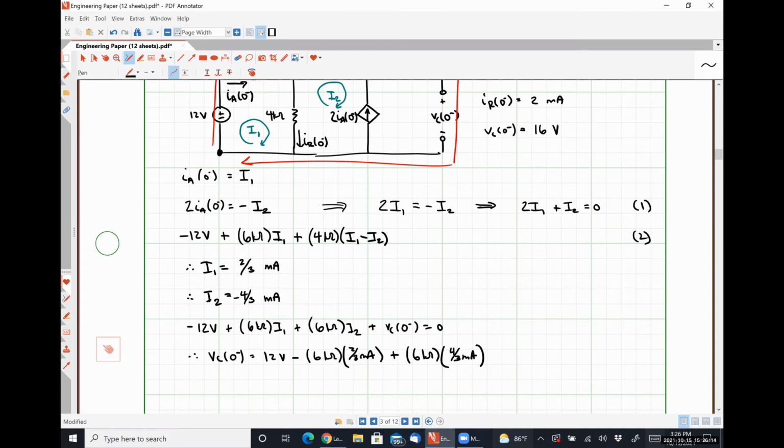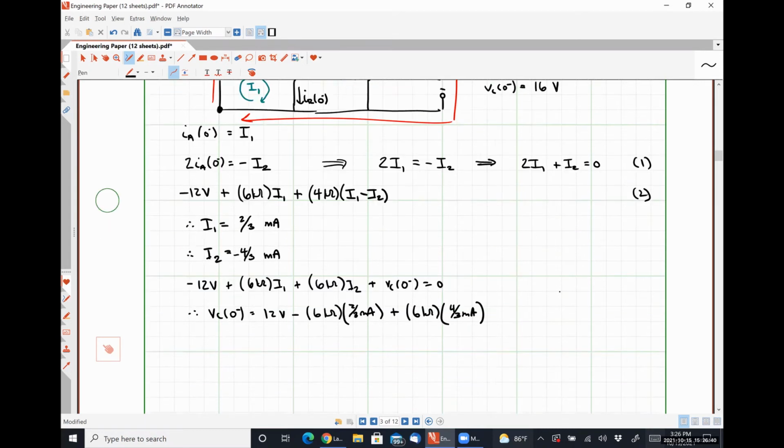Okay. All right. How do you guys feel about our analysis at t is equal to 0 minus? Definitely a bit lengthier than any of the previous problems that we have worked, but was there anything new or tricky? Other than thinking about how to figure out that particular voltage using mesh analysis, it was fairly straightforward. All right.